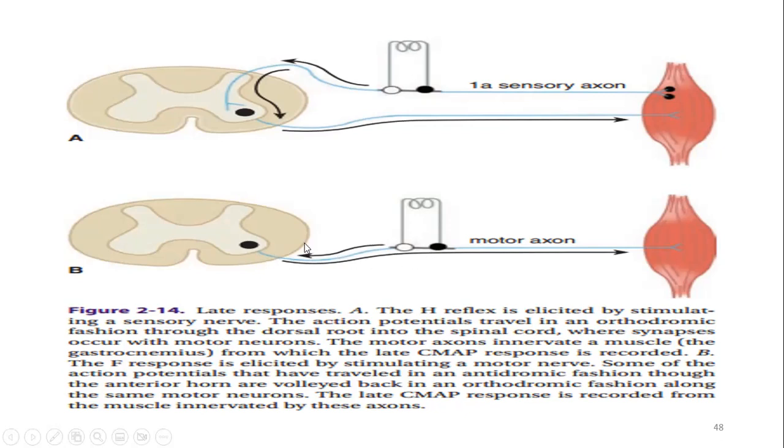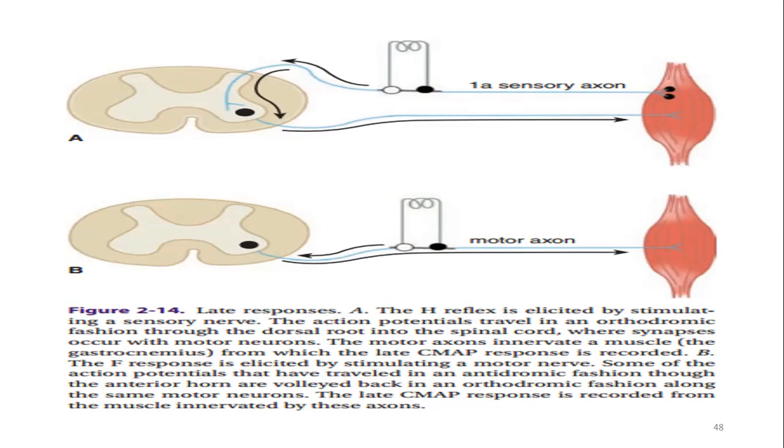So these impulses travel antidromically. After reaching the motor ganglion, they turn back again, and we measure these action potentials in the distal muscle. That's what we call the late compound muscle action potential, and this is the F response. Those that go antidromically come back in orthodromic fashion through the same motor neurons, and the late compound muscle action potential responses are recorded from the muscle innervated by those axons.